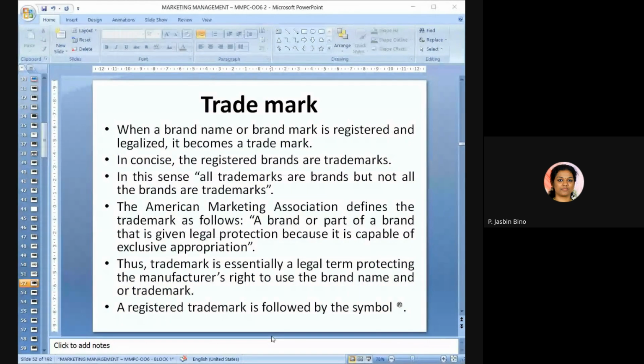Already I told you what a trademark is. It is a brand name or brand mark which is registered and legalized. So registered brands are known as trademarks. You might have seen in products, there is a small R inside a circle. That is the symbol normally followed for registered trademarks. So the products which have this particular symbol, we should know that they are registered brands.